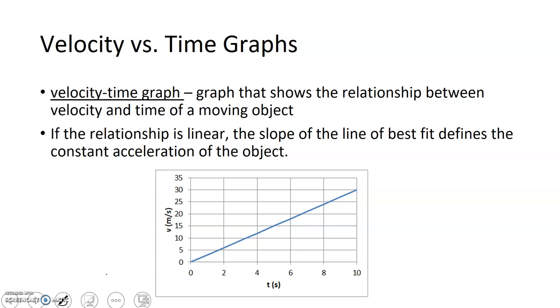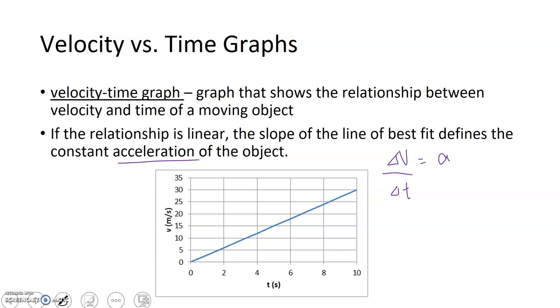So looking at this graph, the slope is the rise over the run. The rise on the y-axis is the change in velocity. The run is change in time. The definition of acceleration is the change in velocity over the change in time. So the slope of a velocity versus time graph is acceleration.